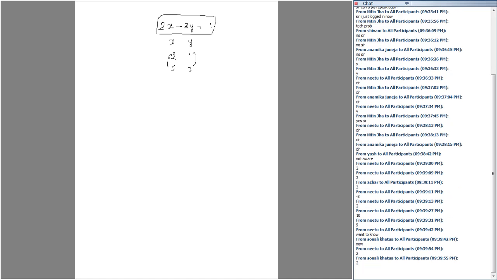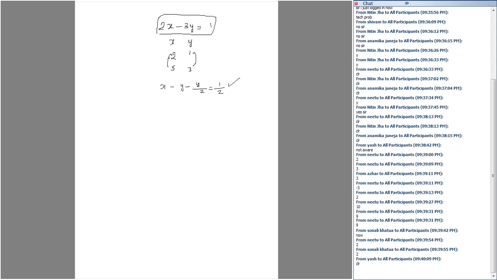Divide by 2, what will happen? x minus y by 2 equals half. Are we clear? How many are clear with this step?